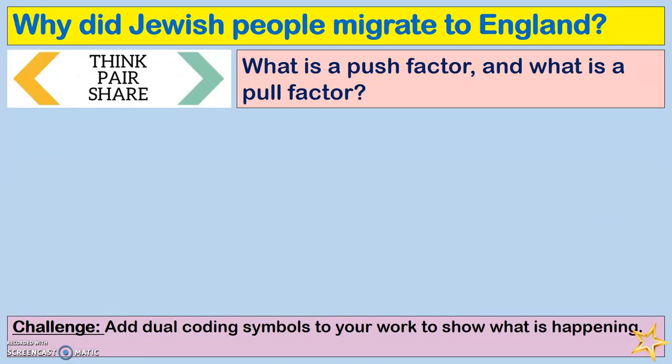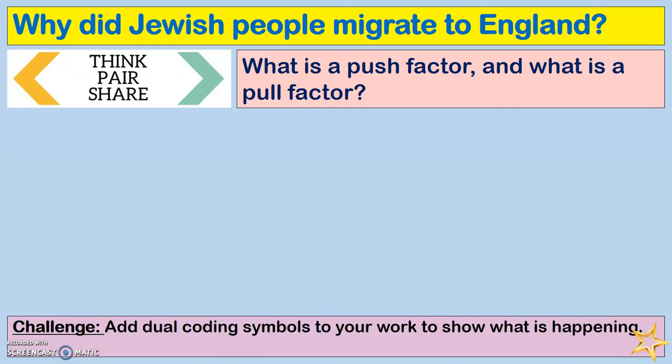So I want you to think if you can think of any examples of a diaspora. Okay, so we're going to look at Jewish people and why they migrated to England. To do that, we need to think about push and pull factors. Now, this might be something that you've heard of in geography. So have a think, perhaps talk to some people in your house and jot down what you think a push factor is and what a pull factor is. Okay, so hopefully you've got some ideas.